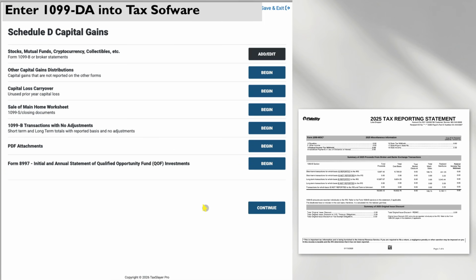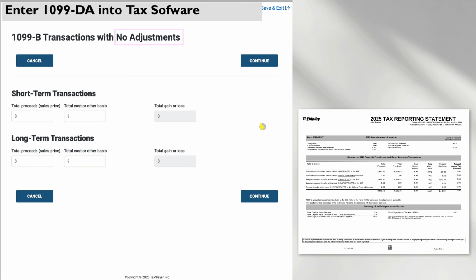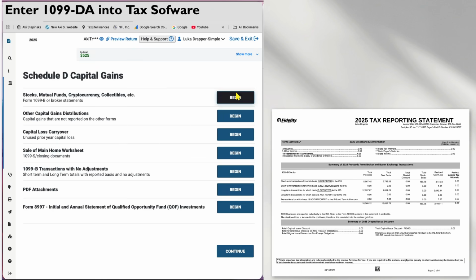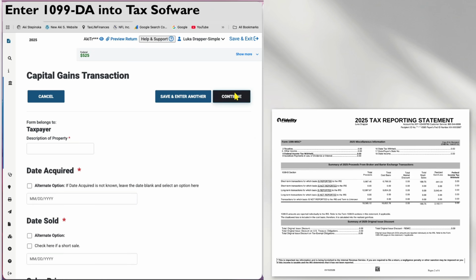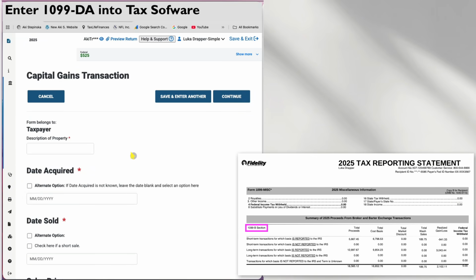First, there is a simplified way of entering information for summary transactions where cost bases were reported to the IRS and there were no adjustments. You would simply enter these transactions as totals in your tax software. Otherwise, you need to enter detailed information. I will enter short-term and long-term stock sales from a 1099-B.